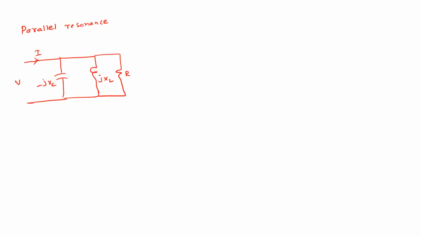If we assume that all are ideal components, what is the resistive branch admittance? G equal to 1 by R. What is the admittance of the inductive branch, BL? It is 1 by jXL, which is minus j by omega L.